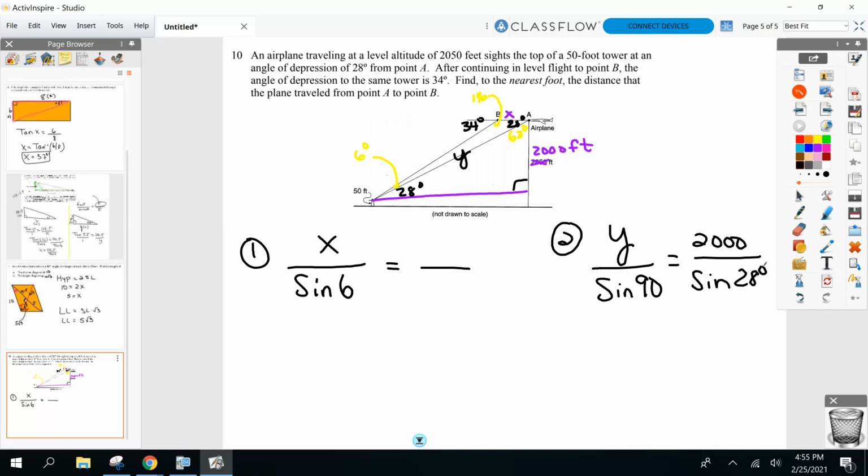Everyone see why I'm doing law of sines twice now? One law of sines is finding side y in the right triangle. And the second law of sines is going to be finding x in the triangle that contains 146, 28, and 6.